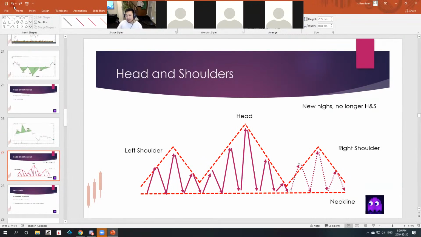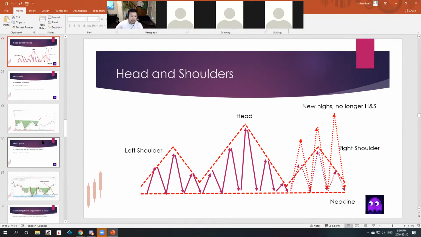Now, with head and shoulders, when the right shoulder begins to increase higher than the left shoulder, that's when your head and shoulder pattern is no longer valid, right? So if you see something like this, your head and shoulder pattern is no longer valid. So you just got to throw out that technical analysis trade when the pattern no longer plays out as it should.